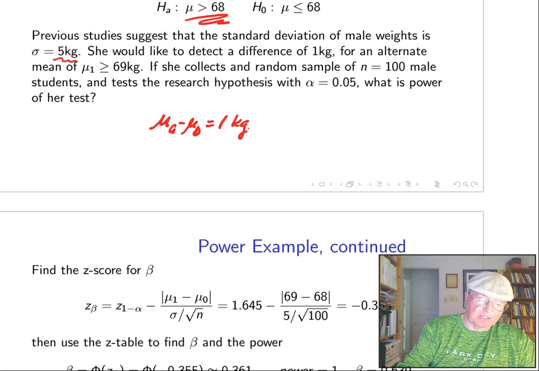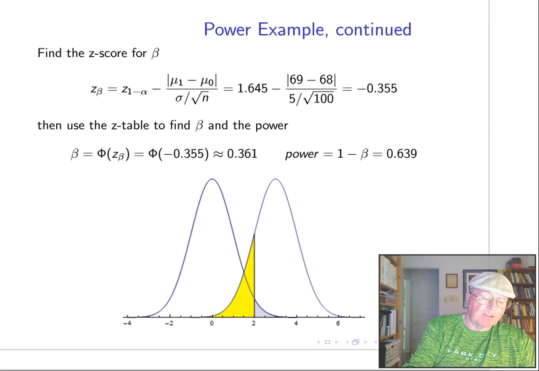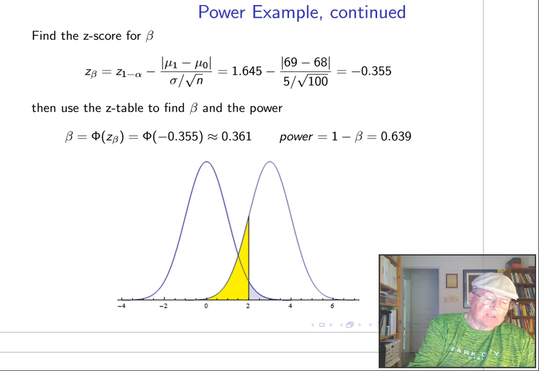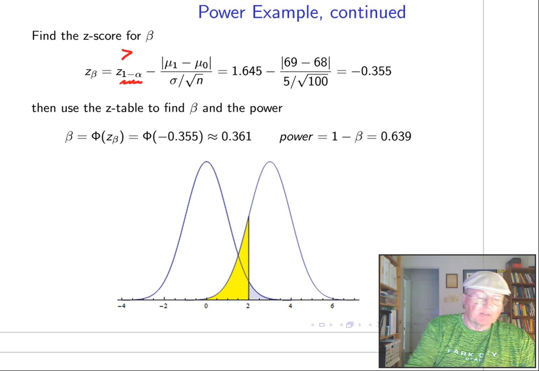Well, let's do some calculation. We'll find the z-score for that beta. Exceeds, this is on the high side, that's why that's written as 1 minus alpha. So we've got our z beta. Subtract off the difference in the means, the absolute difference, divided by basically the standard error. And so we'll do the arithmetic, and we'll get a z-score of minus 0.355. We'll look that up in the z-table to get beta. And so beta is about 0.361. Its complement, the power, is 0.639.